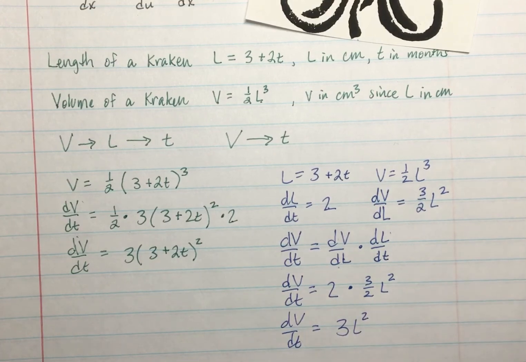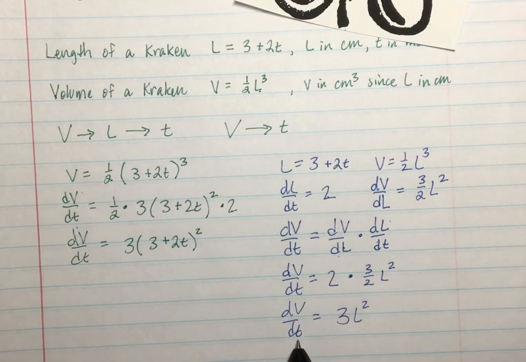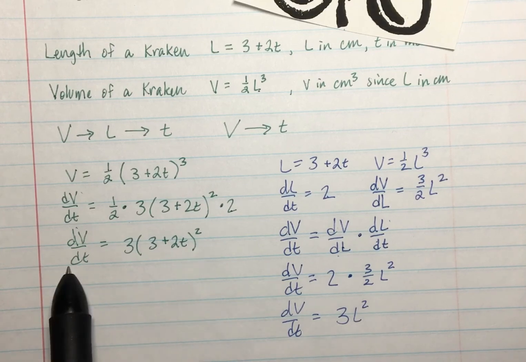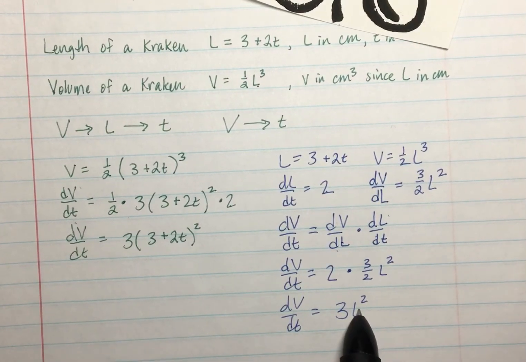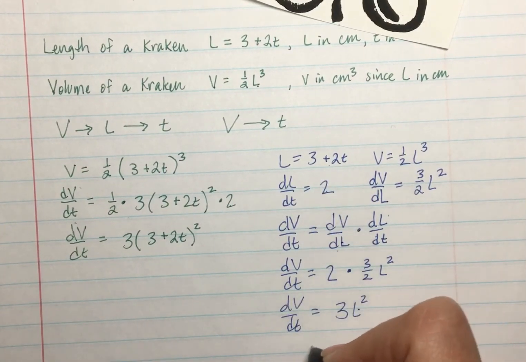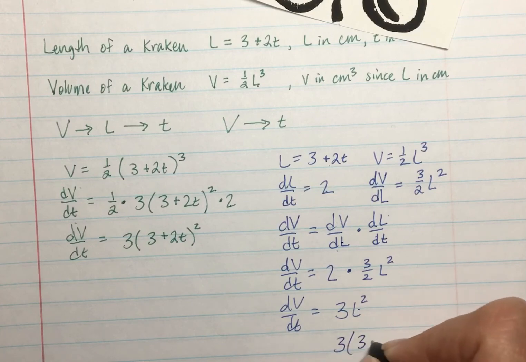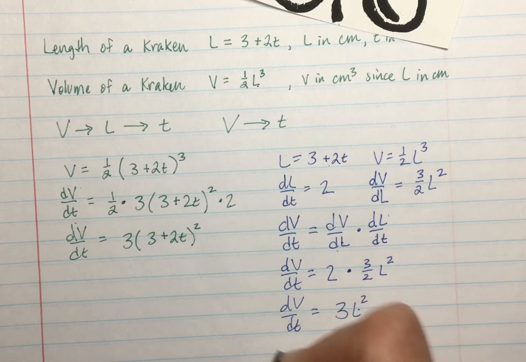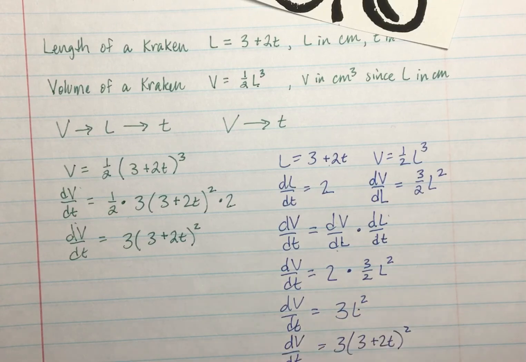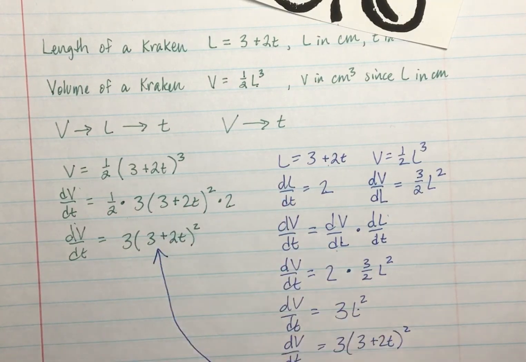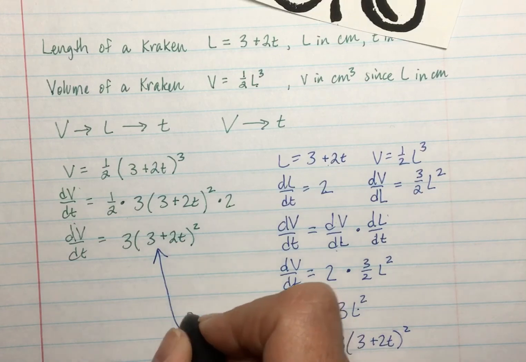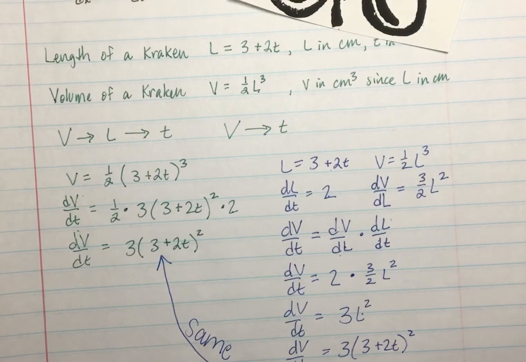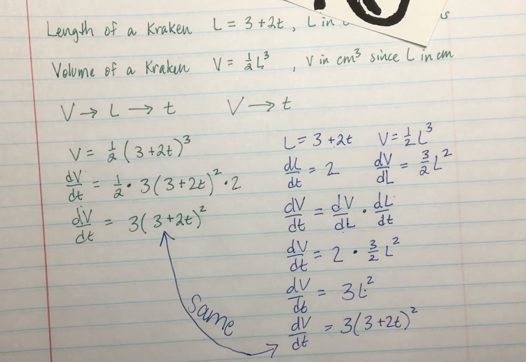But wait a minute, that doesn't make sense. We have dV/dt, t. Shouldn't this be a t? It doesn't fit. dV/dt equals this thing, dV/dt equals this other thing. Shouldn't those be the same thing? Well, yeah, they actually are, because L, remember, is 3 plus 2t. So I can substitute that in. So dV/dt is, oh wait, this exact same thing. So it's just two different ways to get to the same thing.